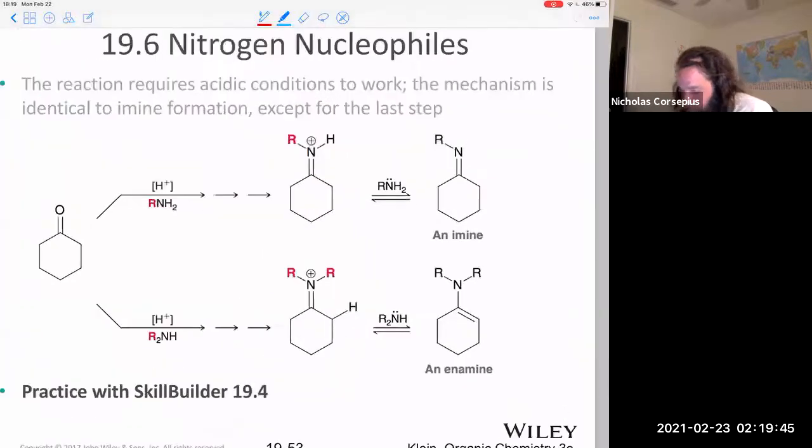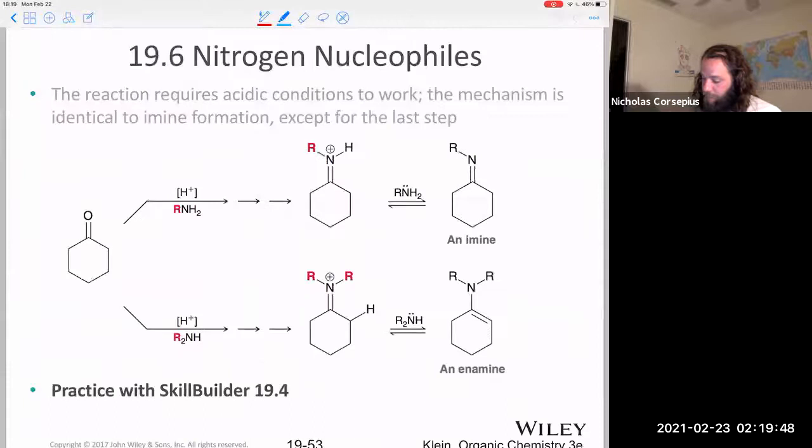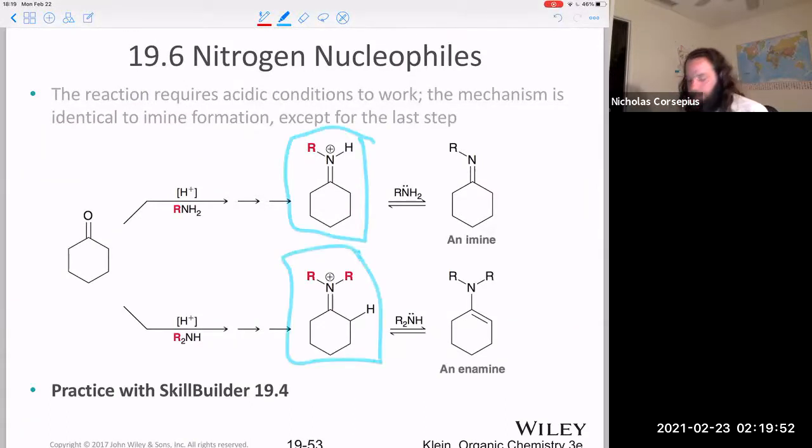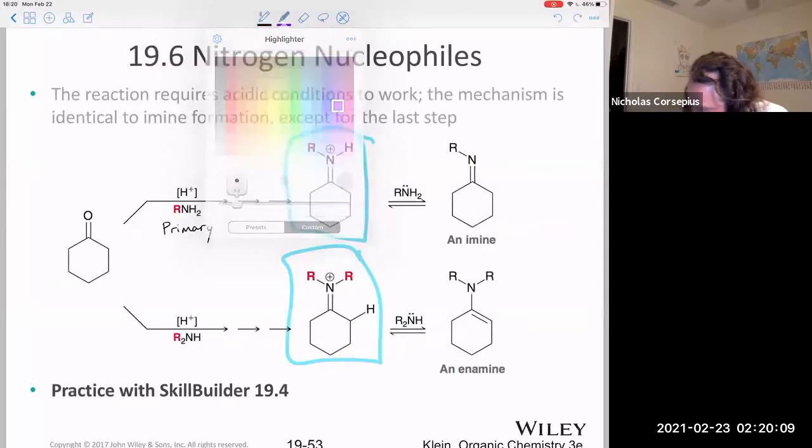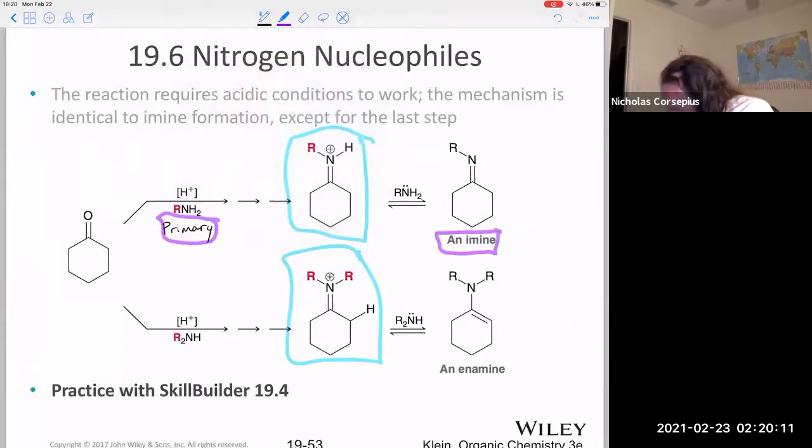Okay, and again, reaction mechanisms very, very similar. We get to this step here where we have this nitrogen double bonded to what was our carbonyl carbon that has a positive charge. In the case of a primary amine, right? So that's what this is, primary amine. That nitrogen gets deprotonated and you're left with the imine.